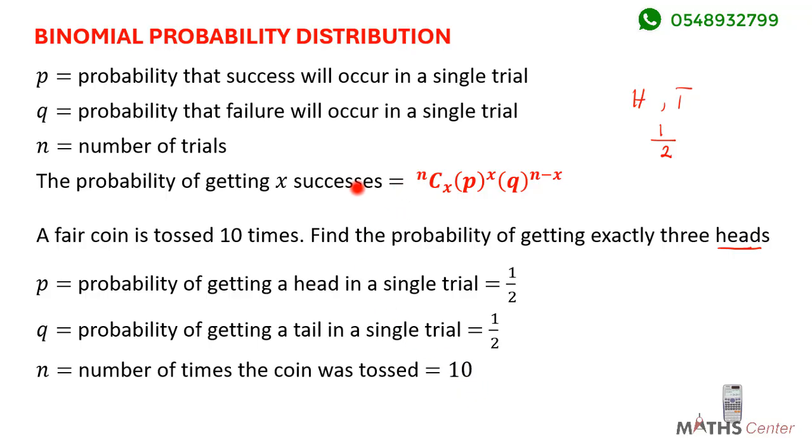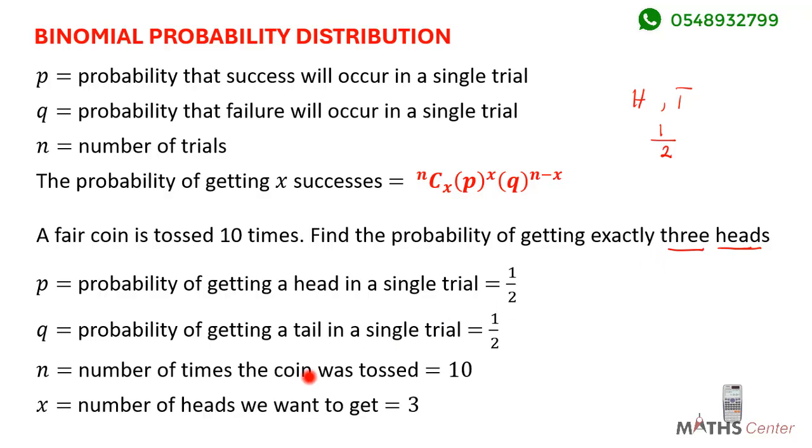What is X? In this formula, X is the number of successes we want. Now we know that the probability of getting a head will be success. But how many successes do we want? How many heads do we want? The question says that we should find the probability of getting exactly 3 heads. So we want success to occur 3 times. We want 3 heads. So X will be 3.